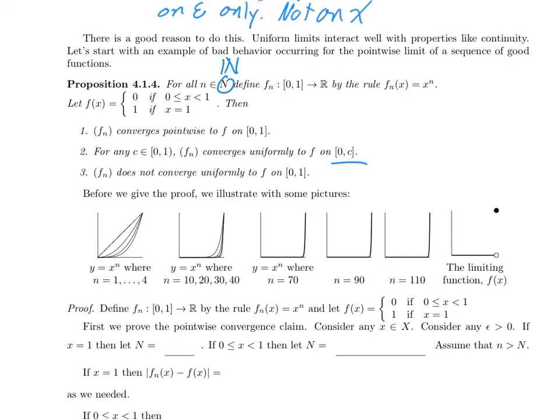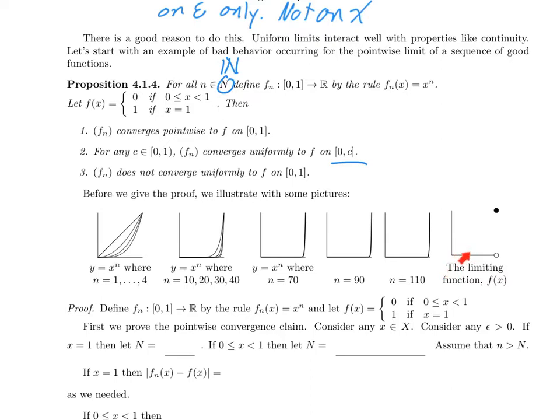So here we see the graph of y equals x squared, y equals x cubed, y equals x to the 4th, x to the 10th, x to the 20th, x to the 30th, x to the 40th, x to the 70th, x to the 90th, x to the 11th. And here we see this alleged limiting function f of x. So let's just stare at that for a second.